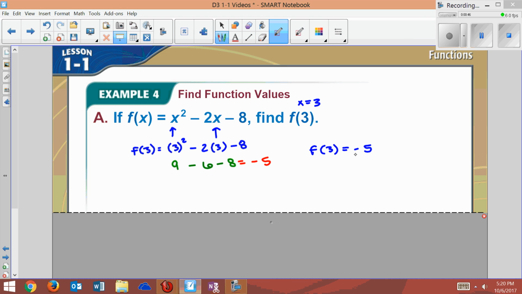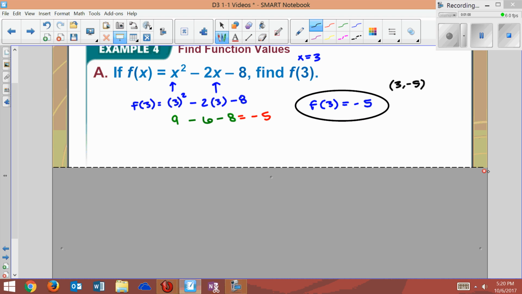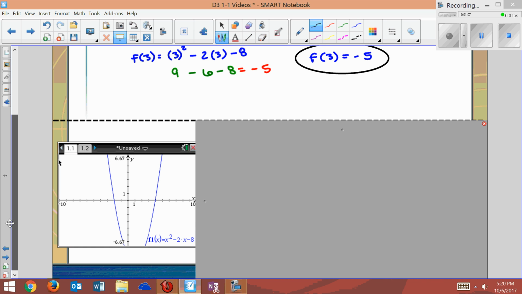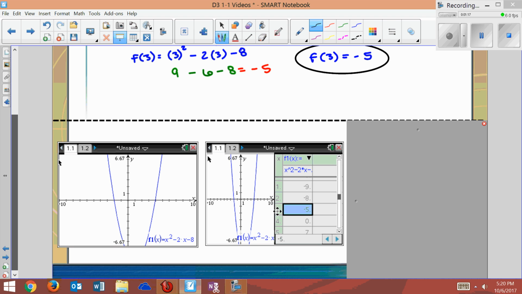Something to be aware of here is that if f of 3 is negative 5, that is saying that x is 3 and y is negative 5 on the graph. So speaking of graphs, let me show you another way you could have done this. Kind of a cheat is you first could have graphed it and said, oh, when x is 3, what's my y value? We could have looked here and gone down and said, it looks like maybe negative 5, not really sure. Well, if you're not really sure, press Control-T, and it'll give you the table. At 3, you see you get negative 5. So that's all you really have to do.